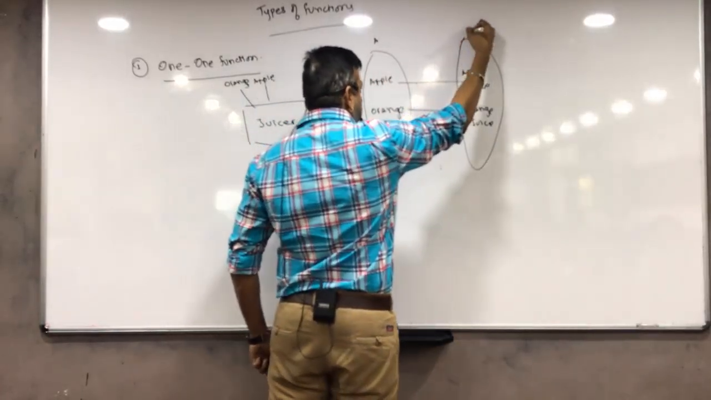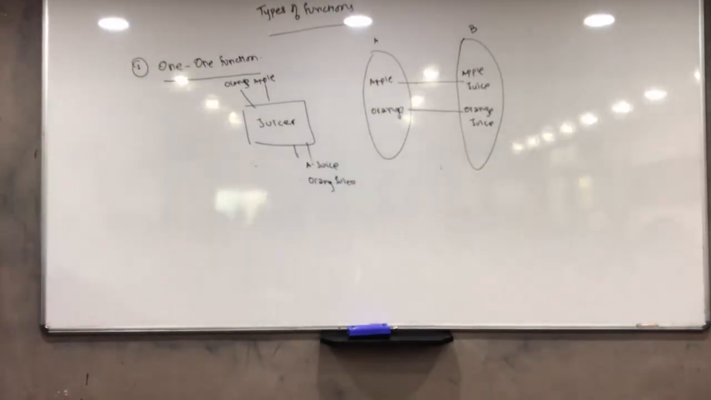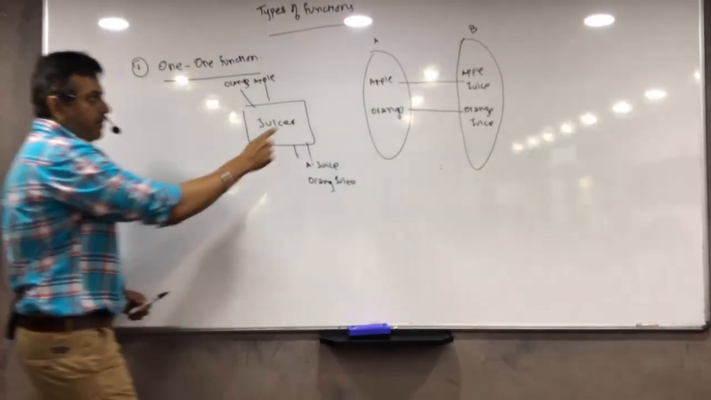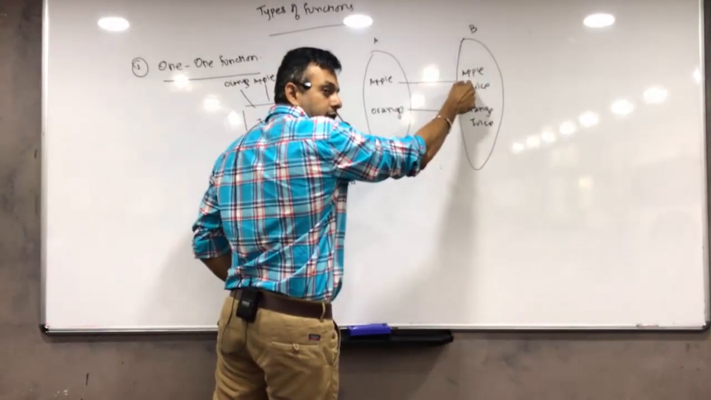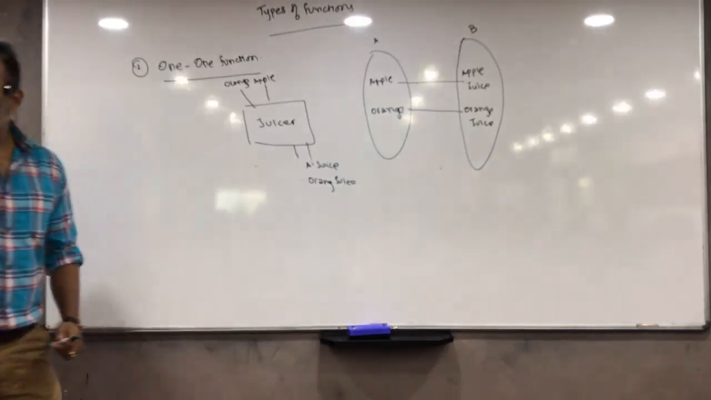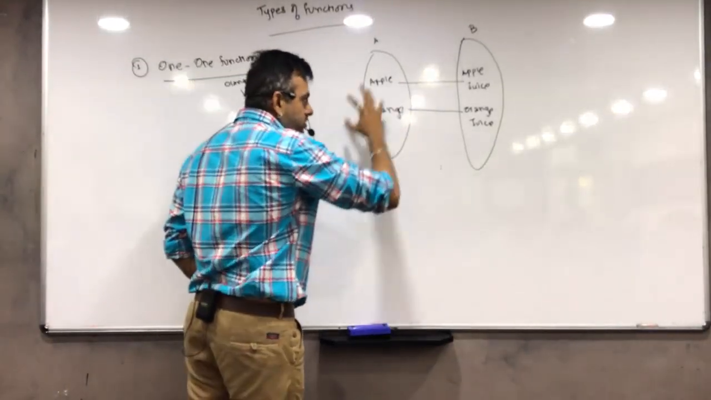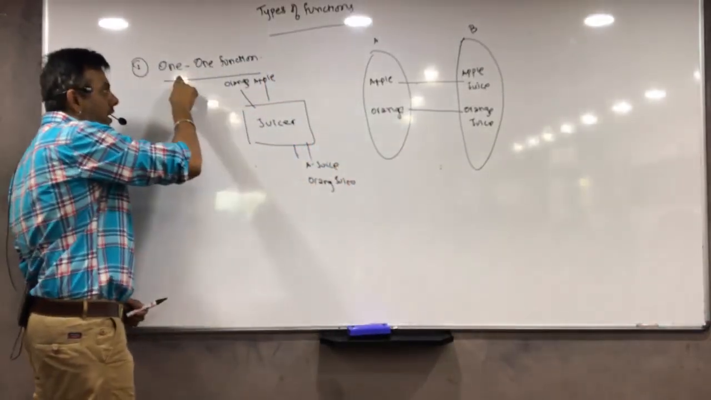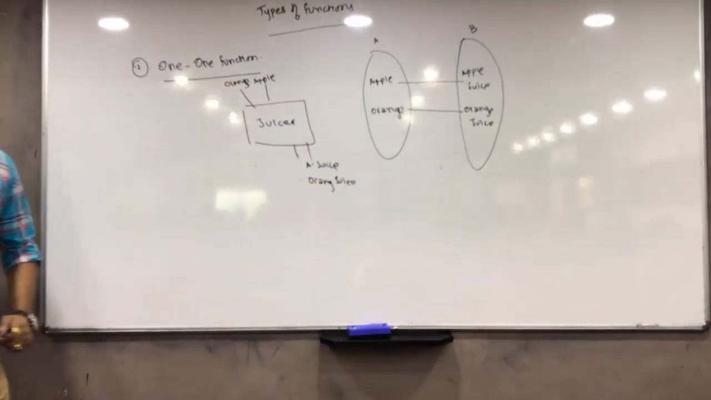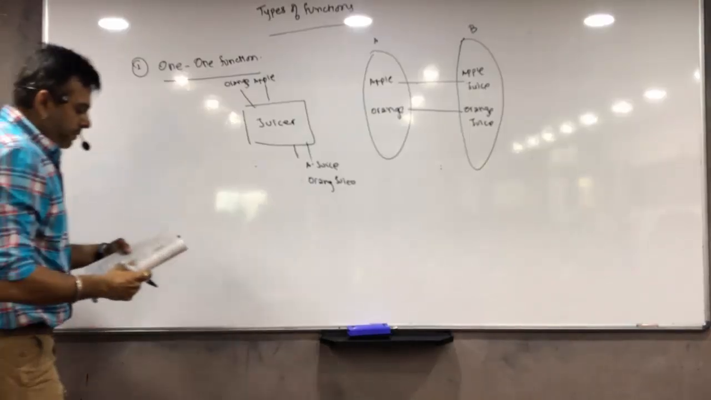This is A and this is B. Such a function is known as one-one function. You can see this element is linked with only this element, and this element only with this element. Is this clear? So wherever you have a function like this, we call it one-one function. Okay, let's write. Then you make this diagram.